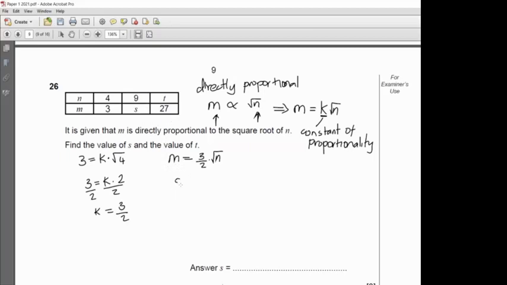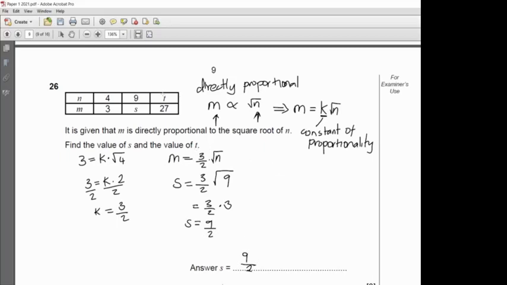So we have s is equal to 3 over 2 multiplied by the square root of n, which is 9. Now the square root of 9, that's 3. This you can just type in on your calculator, but you don't need a calculator to work this out because these are fairly small numbers. So this is 9 over 2. So that is our s. S is equal to 9 over 2.